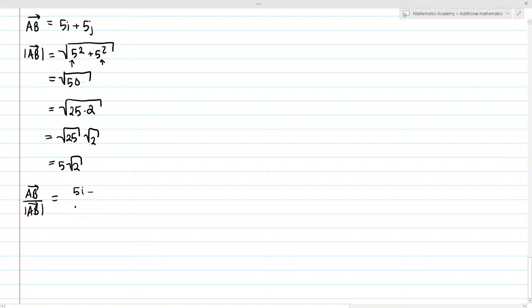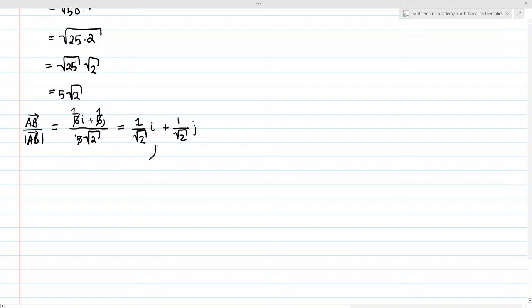So we have 5i plus 5j, right? That's the vector AB. And the magnitude we found is 5 square root of 2. If we divide the top by the bottom, these 5's cancel. So we have 1 here and 1 here, but the square root of 2 stays at the bottom. So we have 1 over square root of 2 i plus 1 over square root of 2 j. Okay, now let's take the magnitude of this, right? Because we want to see if dividing by the magnitude gives us a unit vector. That's what it's called, a vector with a magnitude of 1.